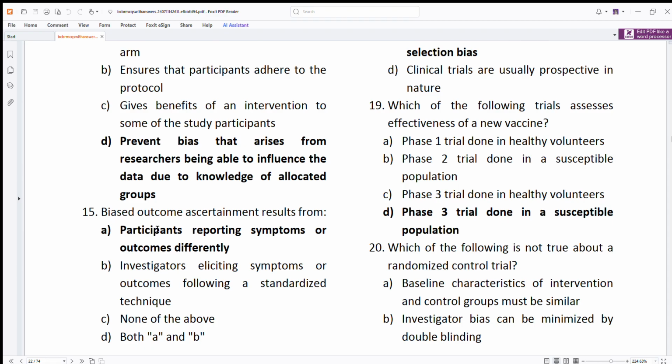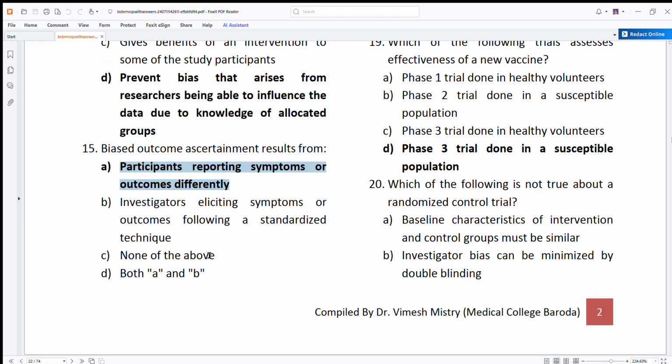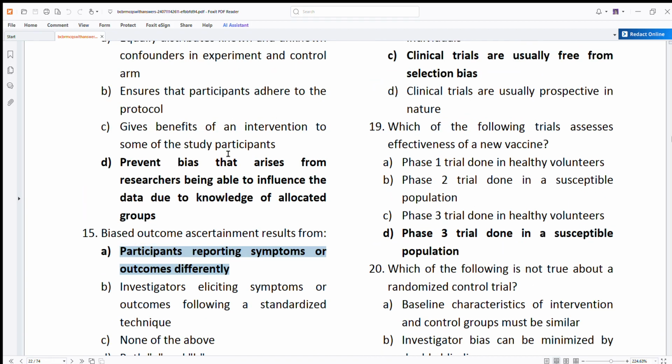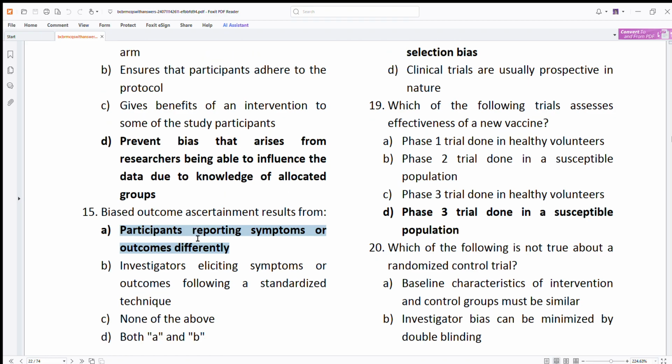Biased outcome ascertainment results from participants reporting symptoms or outcomes differently. But the only thing that I didn't do was computer generated random number tables. Randomization was not possible because all of you know that getting subjects in a clinical trial and then following up is really difficult. Very difficult. Participants reporting symptoms or outcomes differently: biased outcome ascertainment. When you use a standardized technique, then there will be no problem.